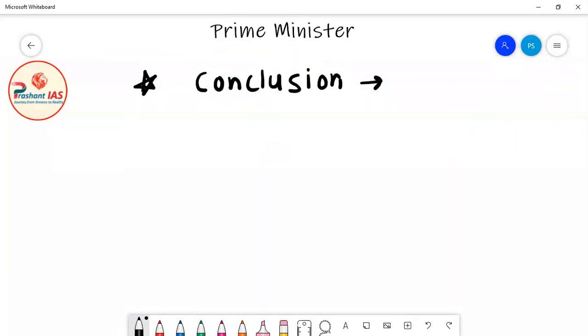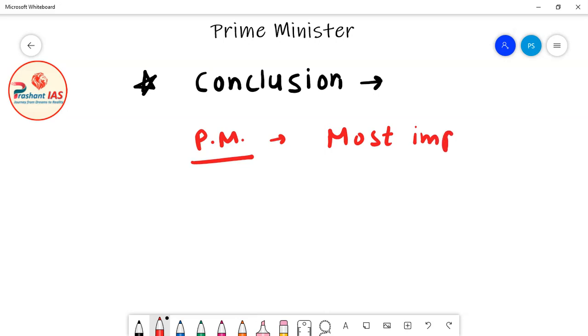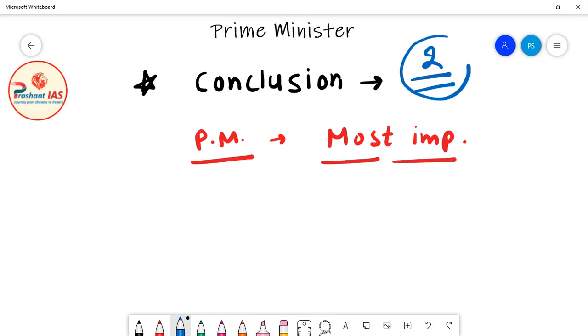Now friends, on the basis of all the above discussion in today's class, what can we conclude? We can conclude that Prime Minister is the most important political person in the parliamentary form of government. So now we can conclude that the second school of thought, which says Prime Minister is the chief stone of the arch called Council of Ministers, was right, and Prime Minister is very very important as compared to other ministers.